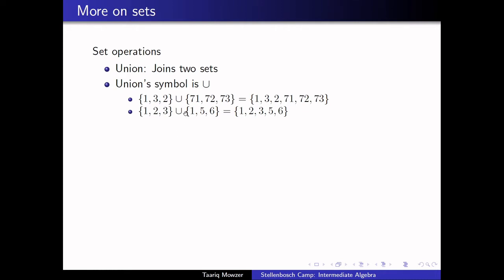Here we have the set 1, 2, and 3, union with the set 1, 5, and 6, and we get the set with all of those things in it: 1, 2, 3, 5, and 6. Notice here that there's a 1 in this set and in this set, but there's only one 1 in here. That's because, as you should remember, sets don't care about things being there multiple times, so we write the 1 in there only once.